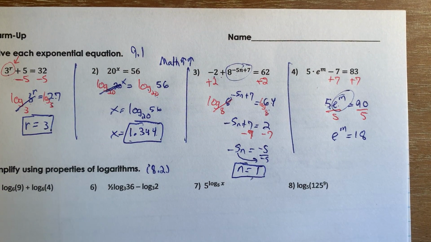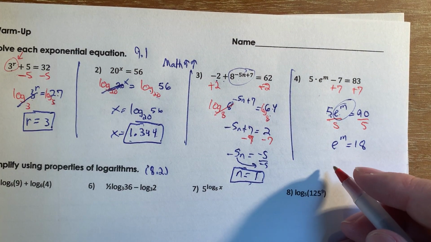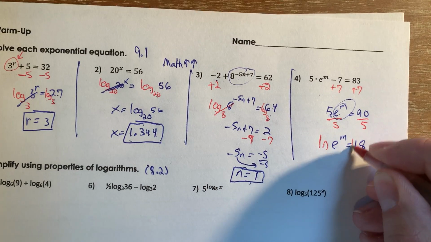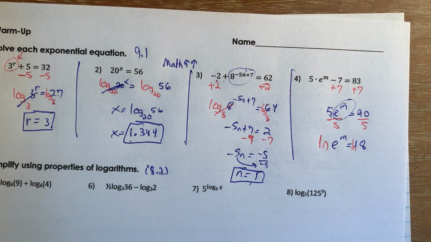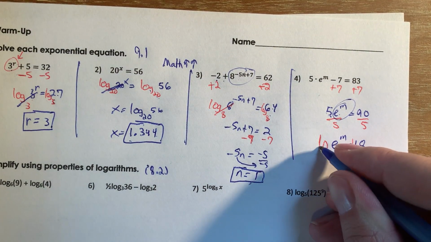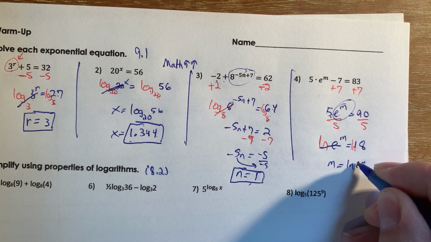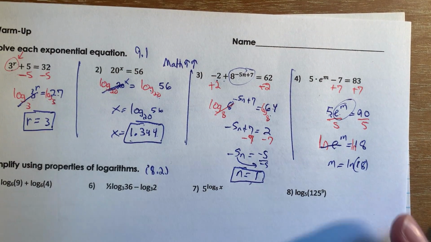And last, to undo an exponential with a base of e, we need to do a log with a base of e, and the way that should be written is ln. The natural log is a log with a base of e. That's how we write it, and that will cancel this out, and m is the natural log of 18. We'll often put it in parentheses, but if you didn't, that's okay.